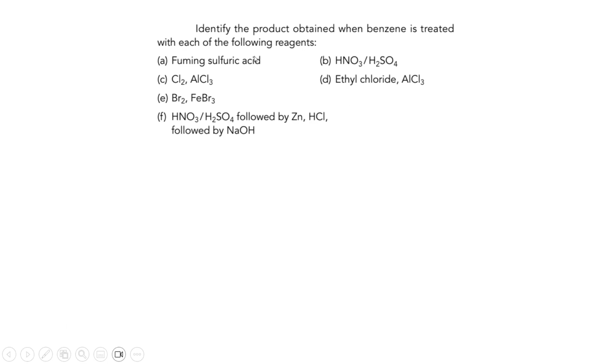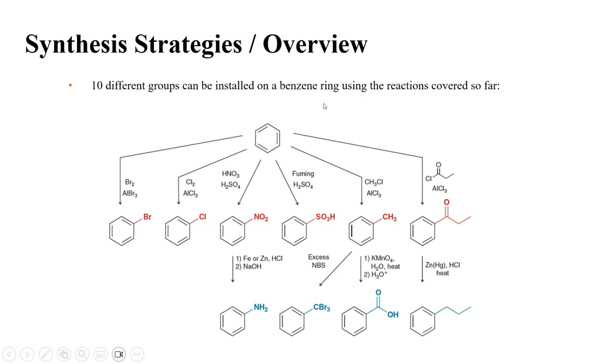This is another one where it says identify the product obtained when benzene is treated with each of the following reagents. Okay, so this is just another problem you can practice using this schematic here, this overview.